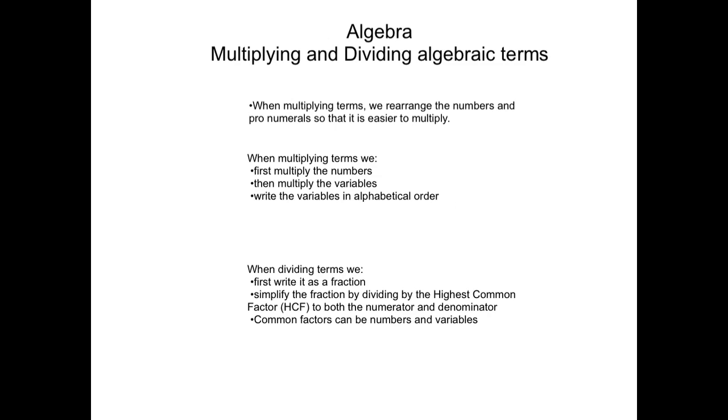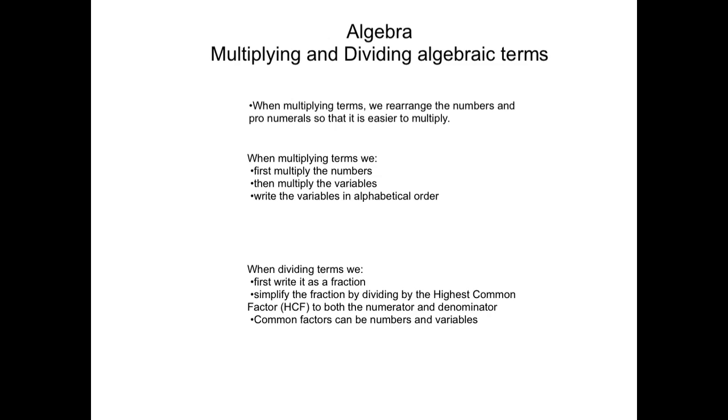Algebra. Multiplying and dividing algebraic terms. When multiplying terms, we rearrange the numbers and pronumerals so that it is easier to multiply. When multiplying terms, we first multiply the numbers, then multiply the variables, and then write the variables in alphabetical order.